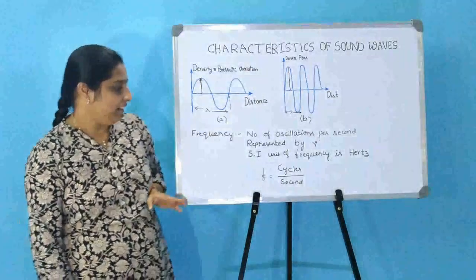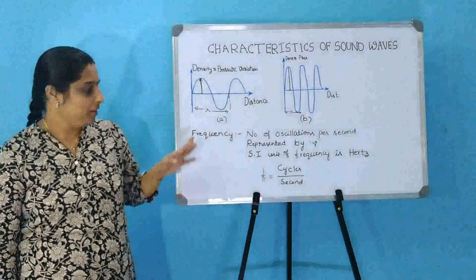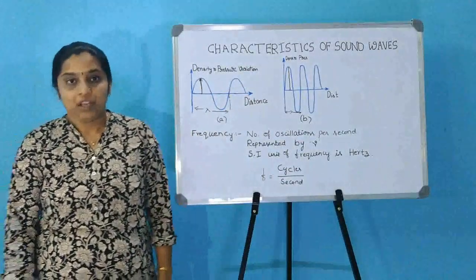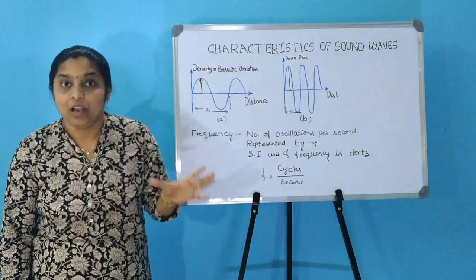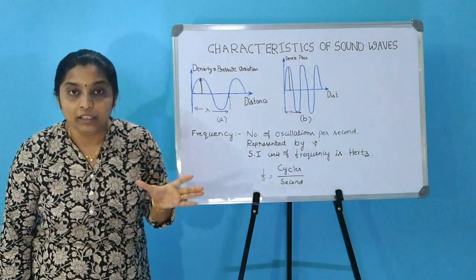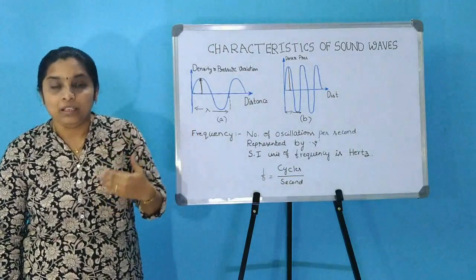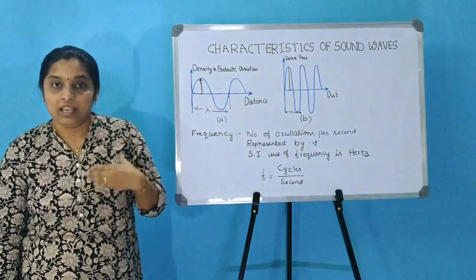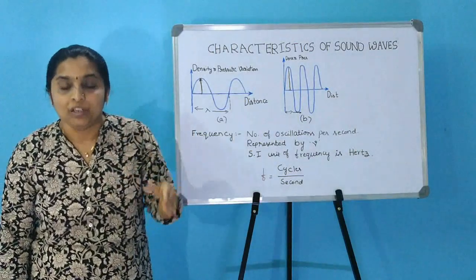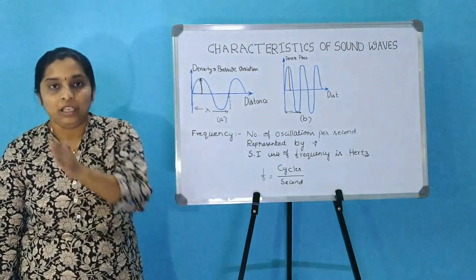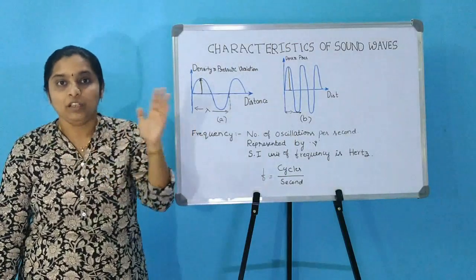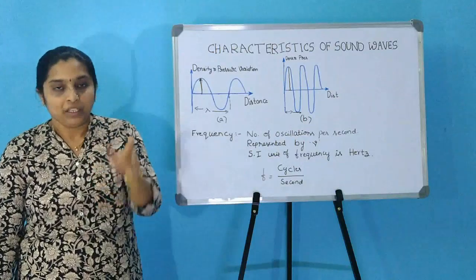Now let us understand the third characteristic of sound waves, which is frequency. You already have a word in English, which is frequently. What is the meaning of frequently? If you do something many times, then you say that is frequently. So in the same way, if a sound wave passes through a given point many times, we call it frequency.